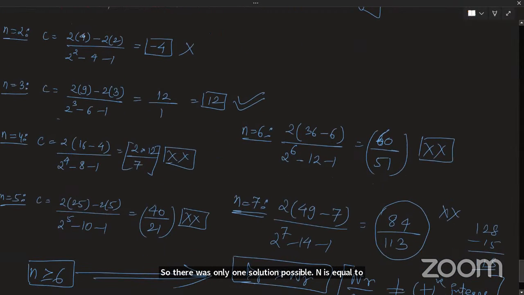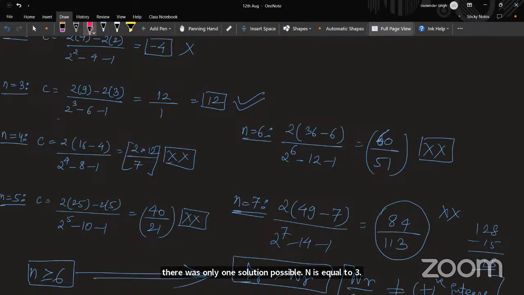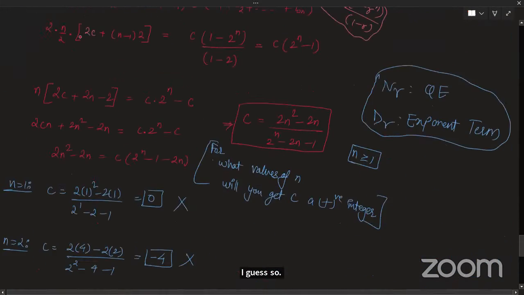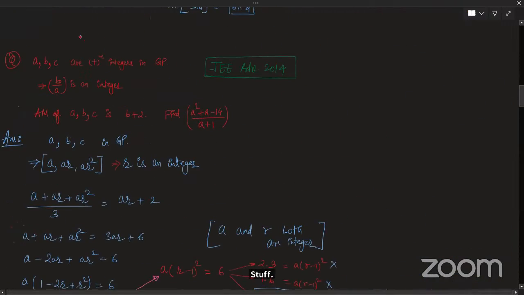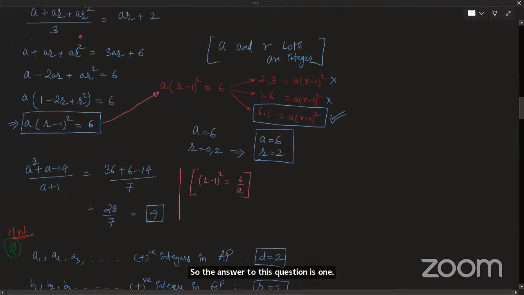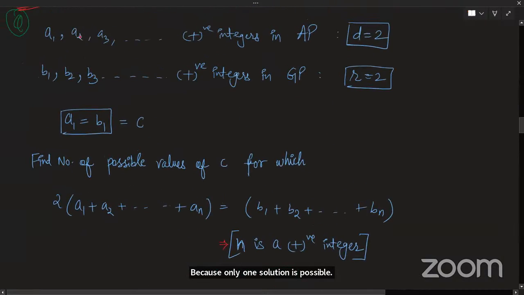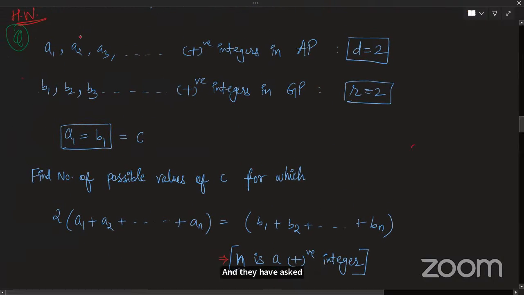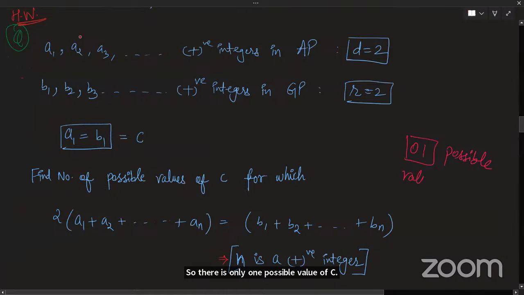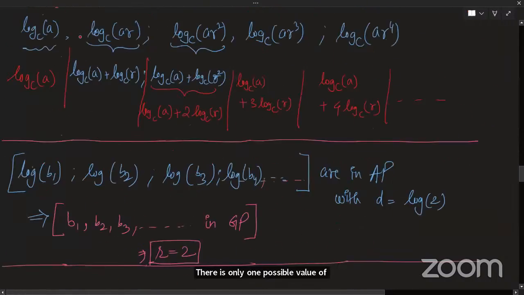So now, has everyone got it? What is the final answer to this? So there is only one solution possible, right? The answer to this question is 1, because only one solution is possible. They have asked me the number of possible values of C. So there is only one possible value of C where you can get it as a positive integer.